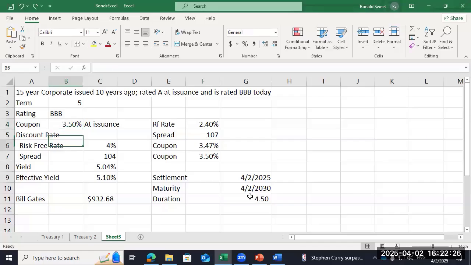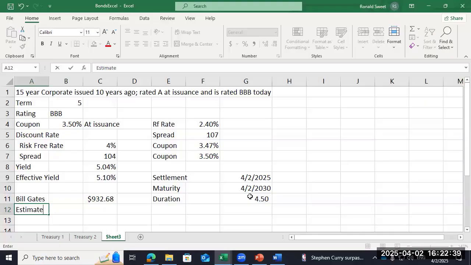All right, so we did the Bill Gates approach. This is a bond that is yielding 5%, where the coupon's only 3.5, so it's a discount bond. We tried the estimate. The estimate's going to say take minus duration times the change in yield.